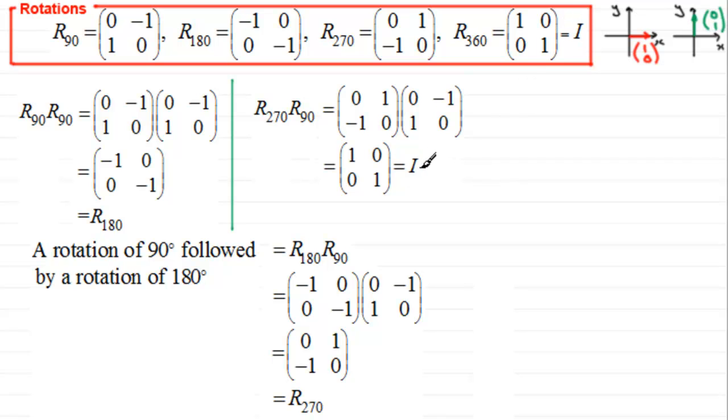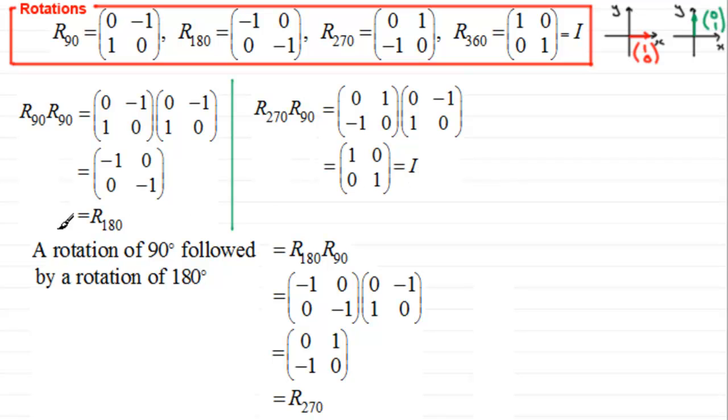And that shouldn't come as any surprise from what we've been talking about already, that combining these transformations, if you do 90 degrees followed by 270 degrees, you're going to rotate a total of 360 degrees, bringing you back to where you started. Okay?